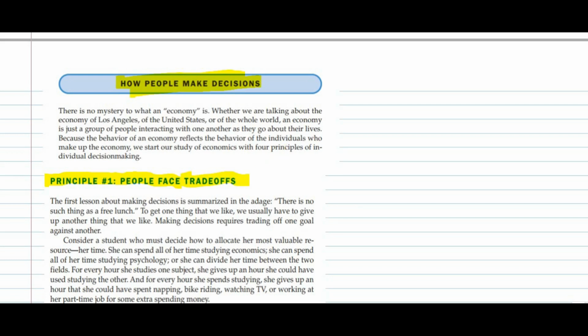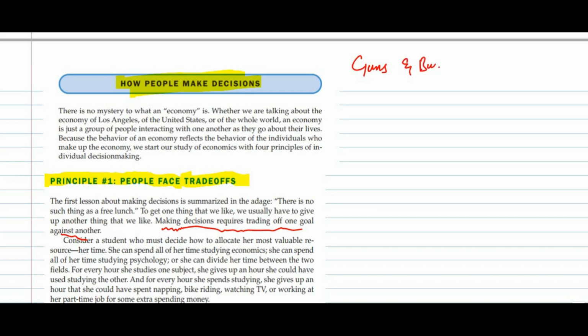What does it mean? It means that making a decision requires a trade-off, trading off one good against another. It means that there's nothing free, and you have to give up one thing when you are taking another one. So when making a decision, you have to trade off one good against another. And the classic example is guns and butter.